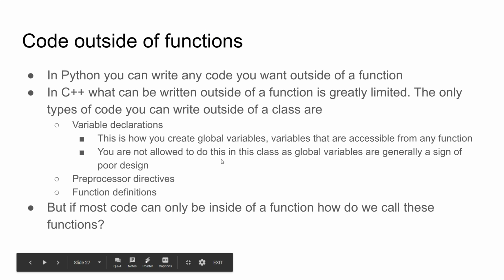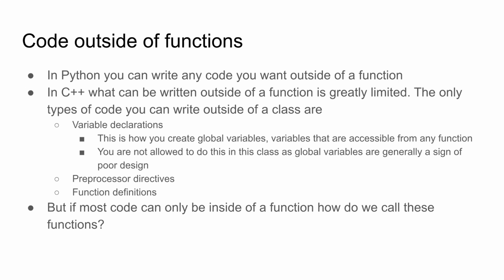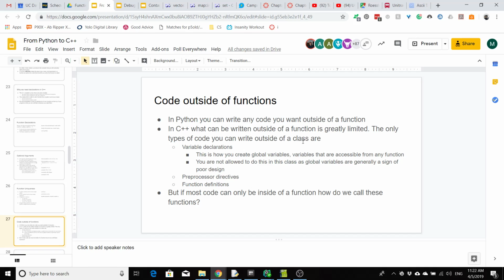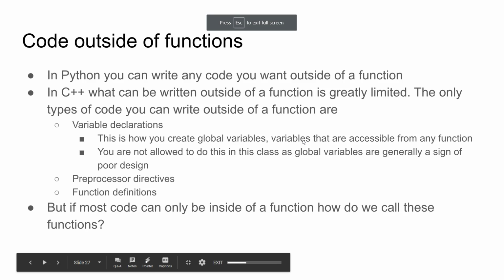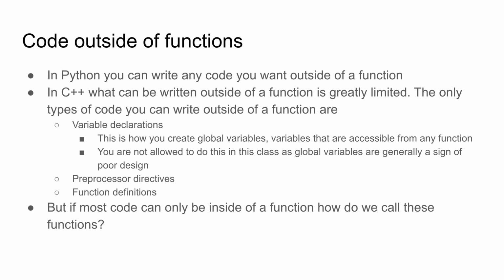In Python, you can pretty much write whatever code you want outside of a function, and it will work. But C++ is a lot more strict than that. Pretty much the only thing you can write outside of a function is variable declarations. These would be global variables, which are variables that would be accessible from any function. There's one copy of them, and you're able to access them from inside any function.